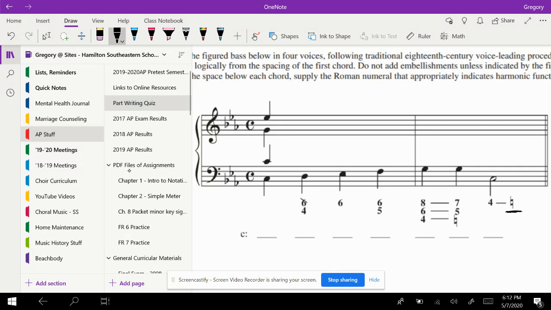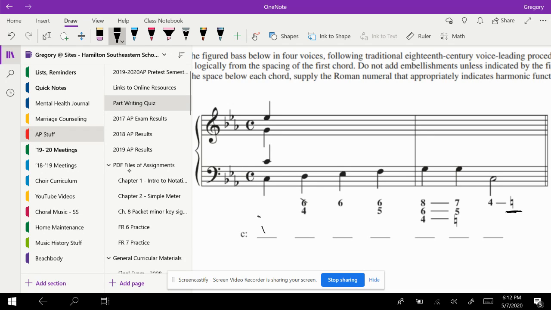So the first thing you need to go through here, since it's an FR5, which means it's figured bass as opposed to Roman numerals, you actually have to give the Roman numerals. So obviously this first chord in the key of C minor is a 1. Make sure you make that as a lowercase 1.